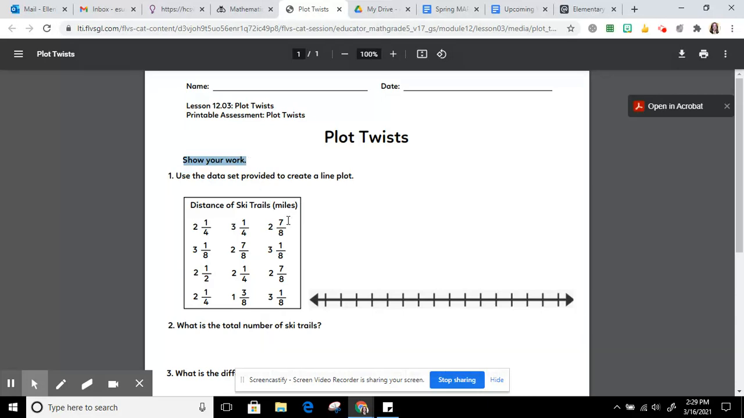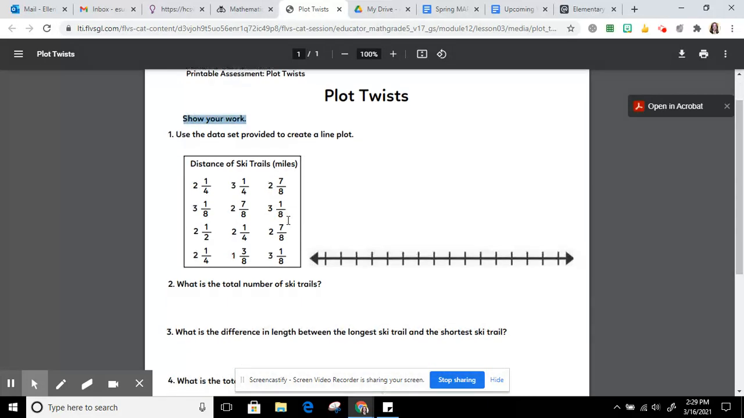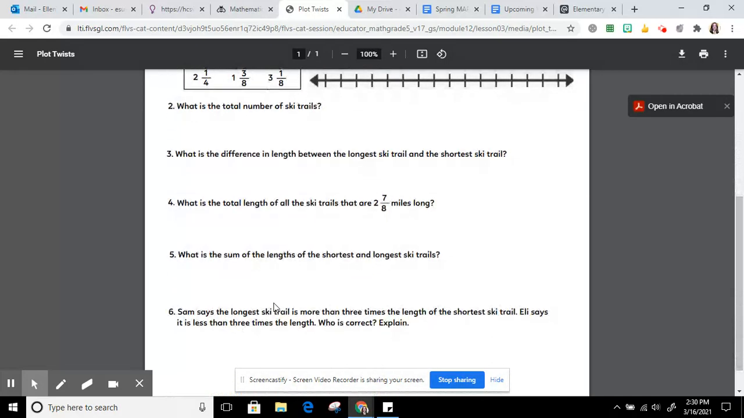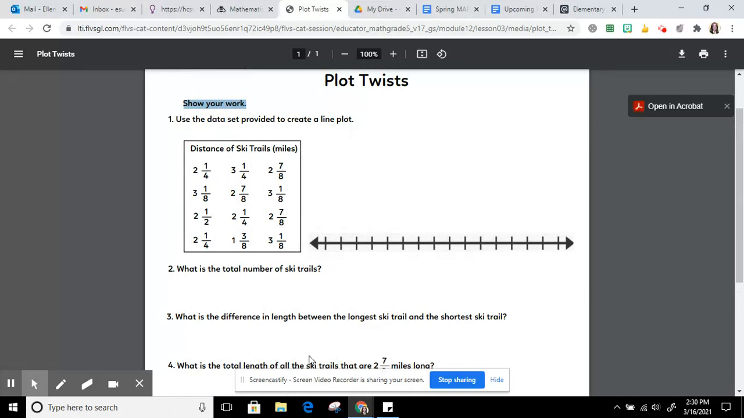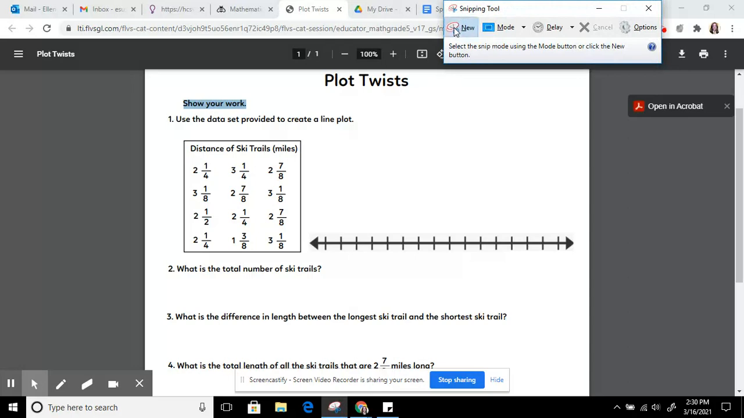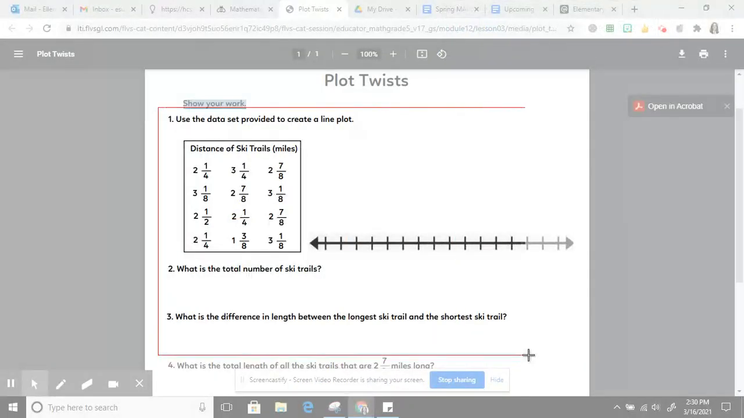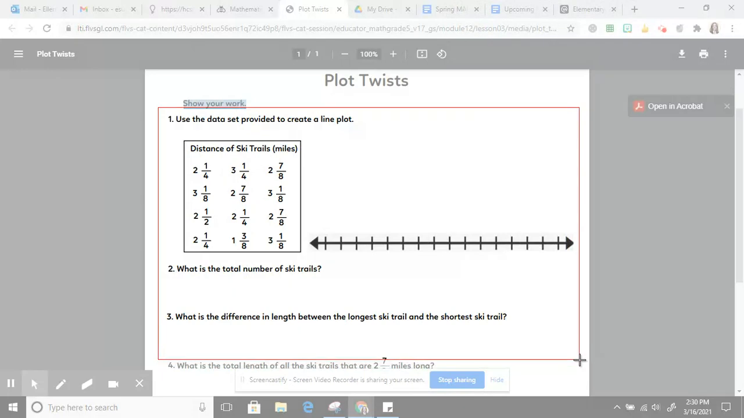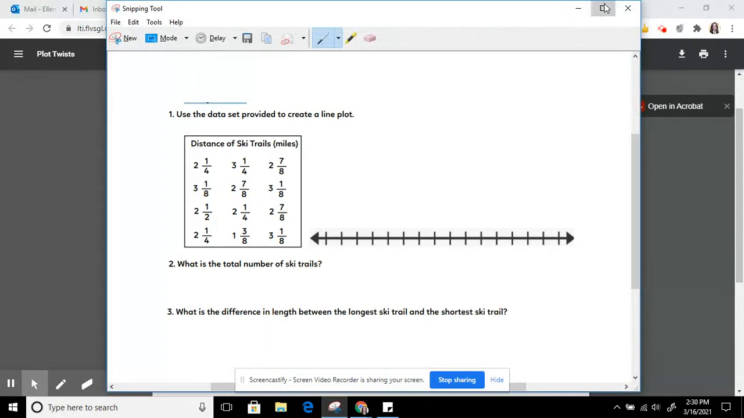So number 1, use the data set provided to create a line plot. You're going to use this data that's within this box. It's titled Distance of Ski Trails in Miles. You're going to create a line plot using this data, and then you're going to answer questions 2 through 6 using this data. So I'm going to screenshot this, and we can go over some of it. We'll start with 1, 2, and 3, and then we'll look at the rest of the questions.